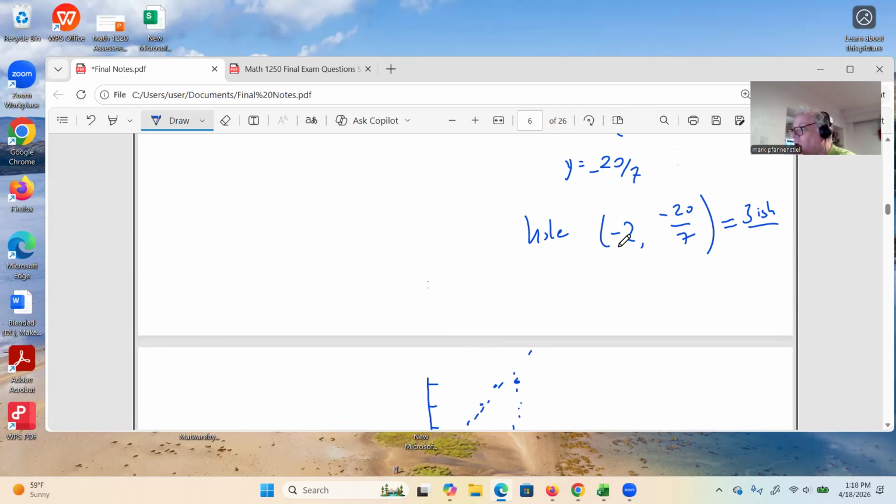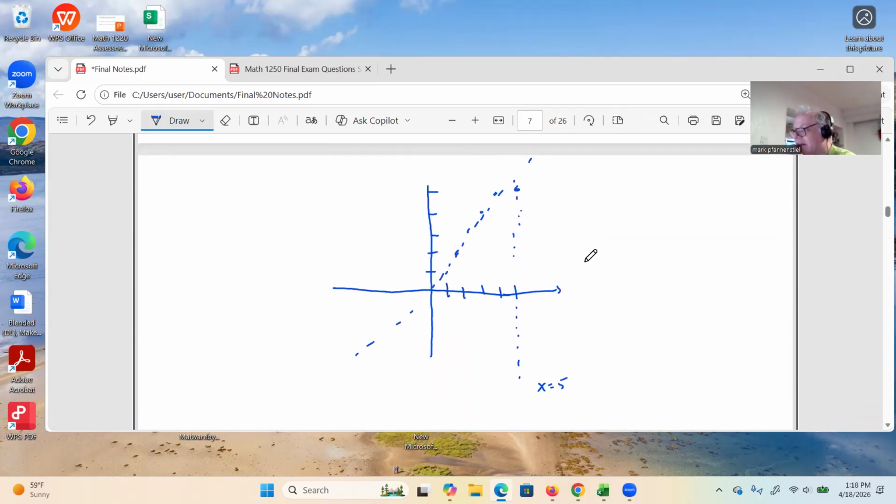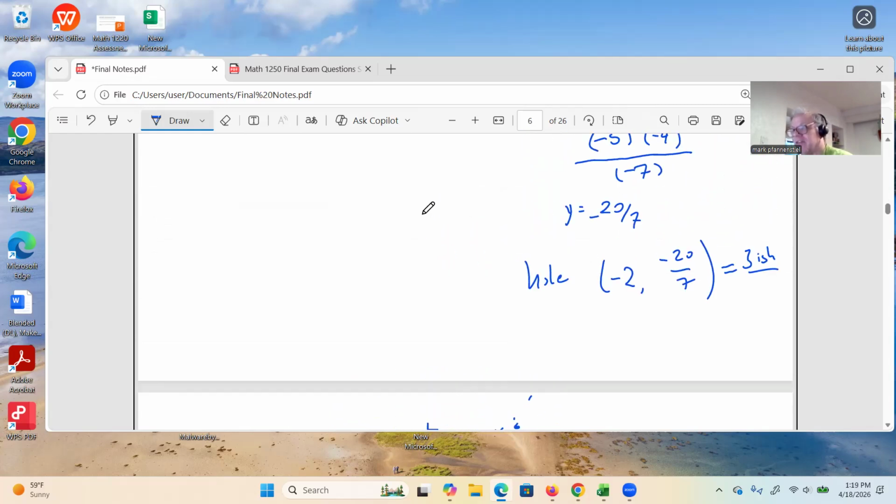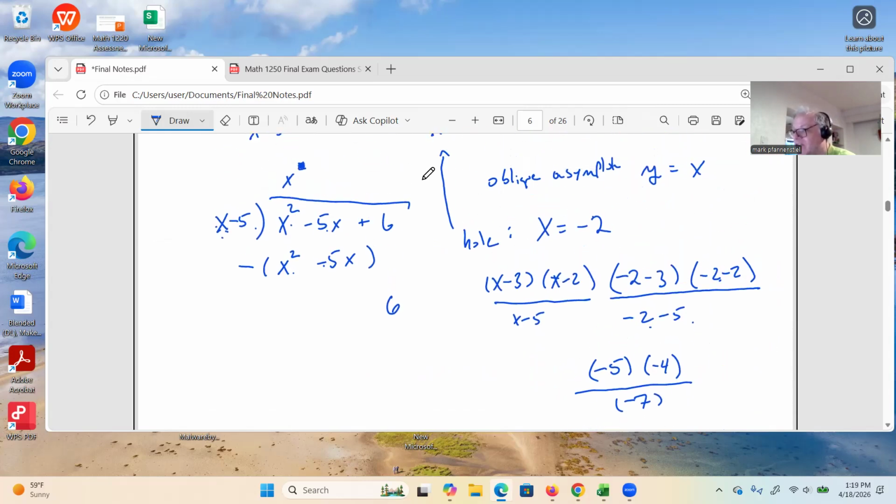We also have a hole at -2, -20 over 7. So -2 and 20 over 7. Is 20 over 7 a bigger number or a smaller number than x is at that point? It's a smaller number, so it's going to be down here somewhere. Okay, it's going to be on our graph, but I don't exactly know where that is. Okay, we have to go ahead and plug in some other points in order to figure out what's going to happen here.